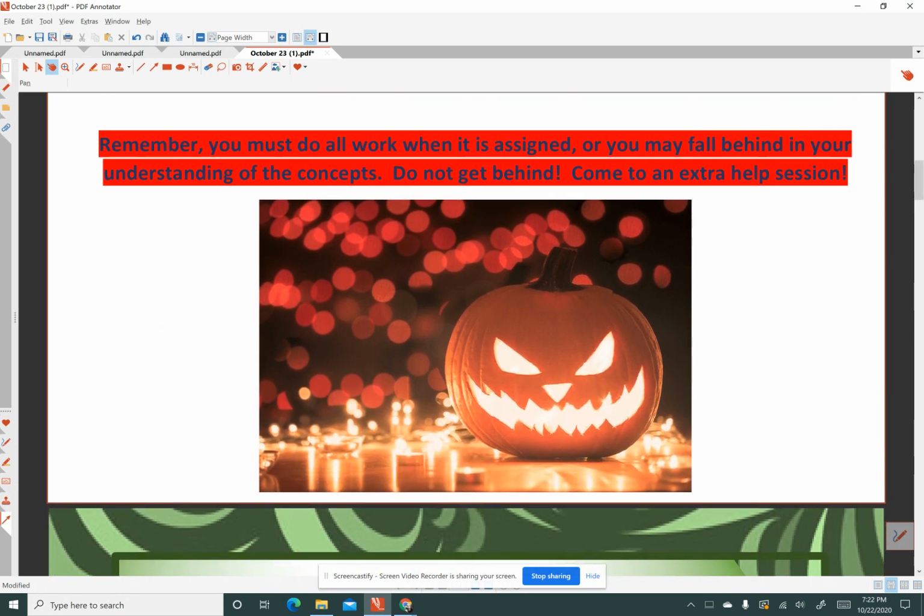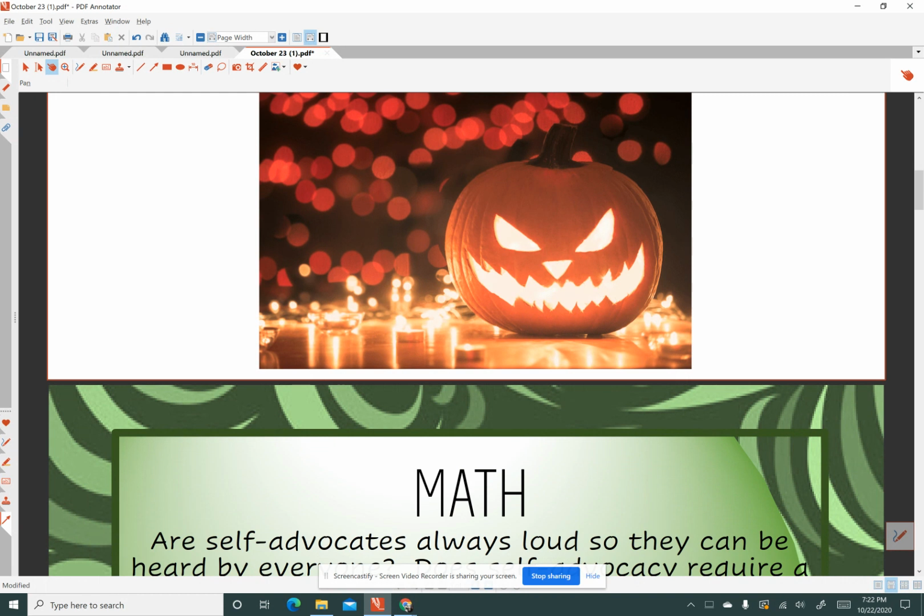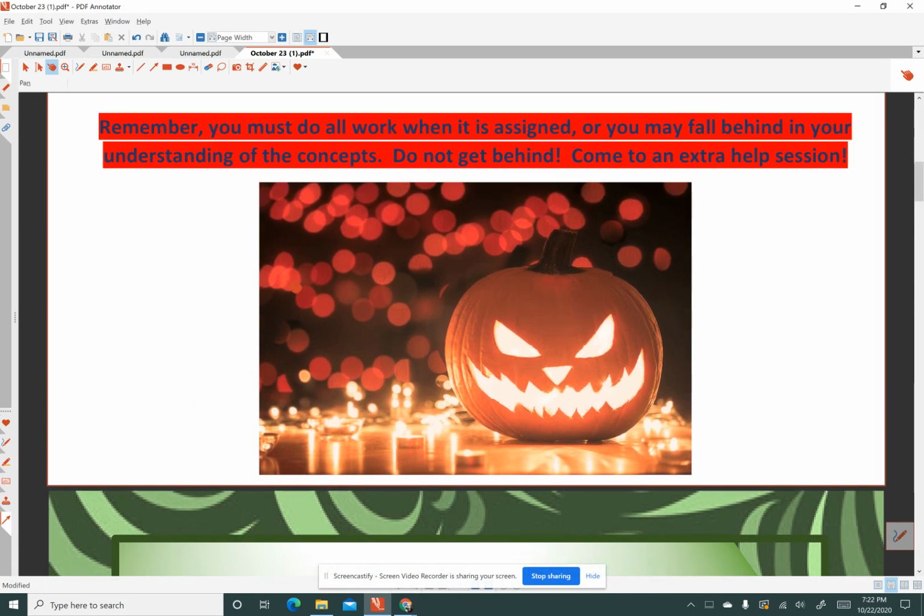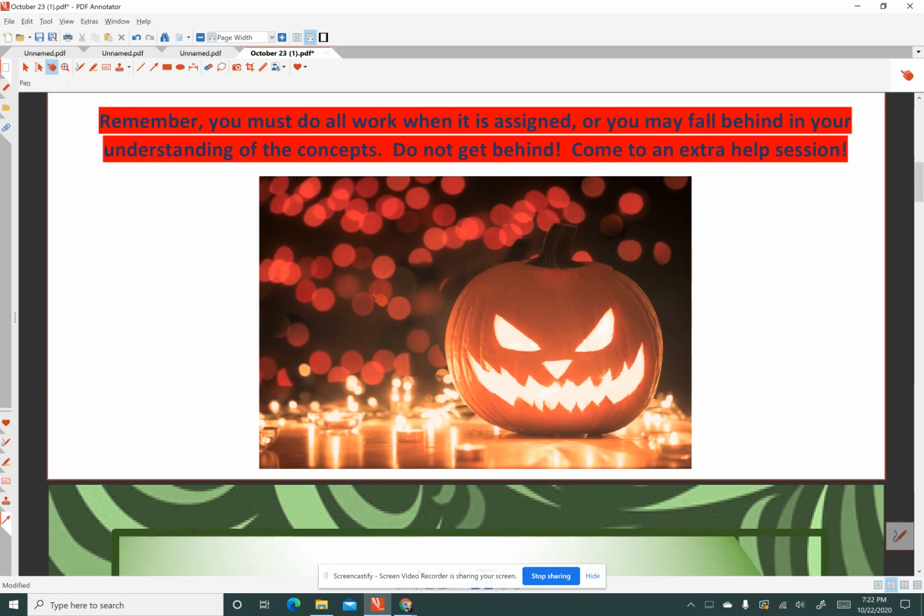Here's our fall picture for today. We don't want you to get behind. Always come for an extra help session. And there's our pumpkin. I love that picture. I think it's so pretty. Photographers call these circles of confusion, and they happen in a low light environment.